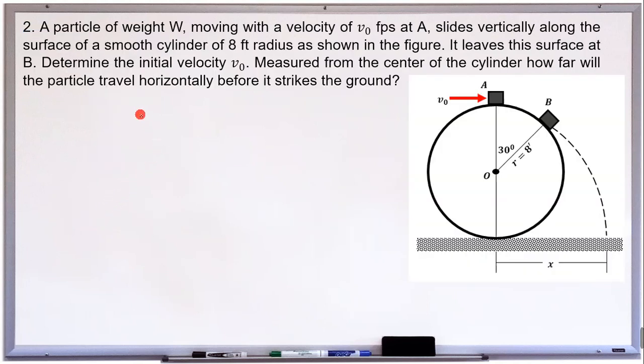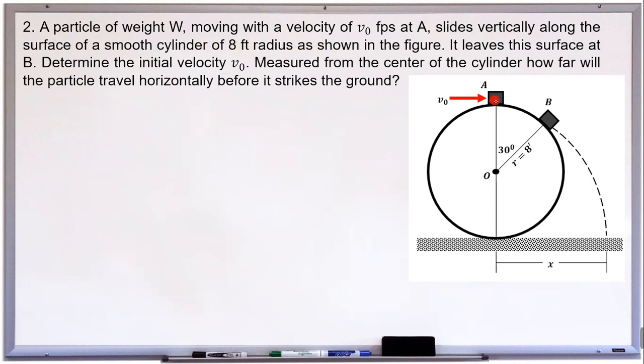Now let's proceed to our second example. We have here a particle of weight W. This one, we have a particle moving with a velocity of v naught. So this is used to denote the initial velocity of our object. So at A, in this position, it slides vertically along the surface of a smooth cylinder of 8 feet radius as shown in the figure.